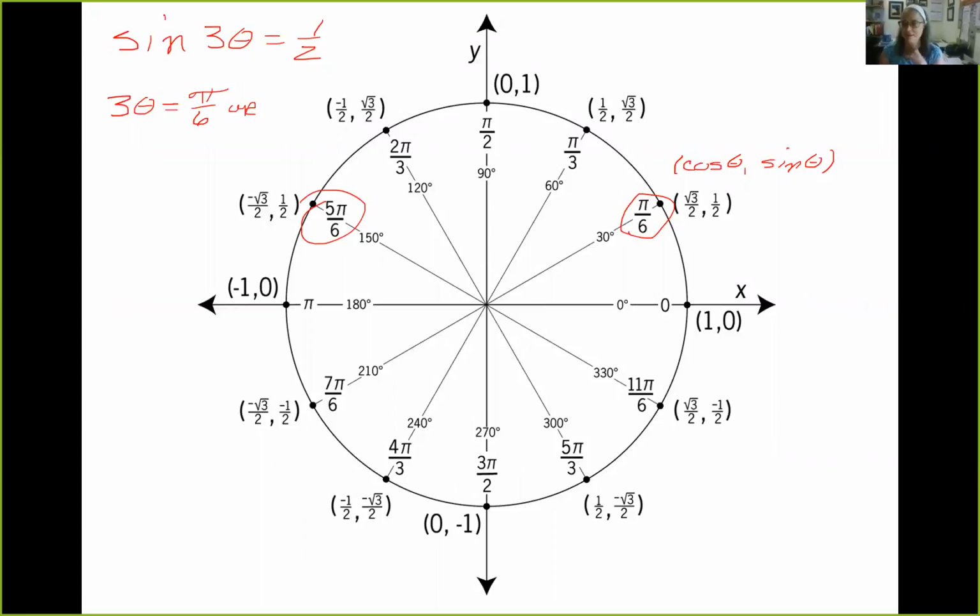Or 3 theta equals 5 pi over 6. Now all I need to do is solve that for theta. So theta equals pi over 18, or theta equals 5 pi over 18.